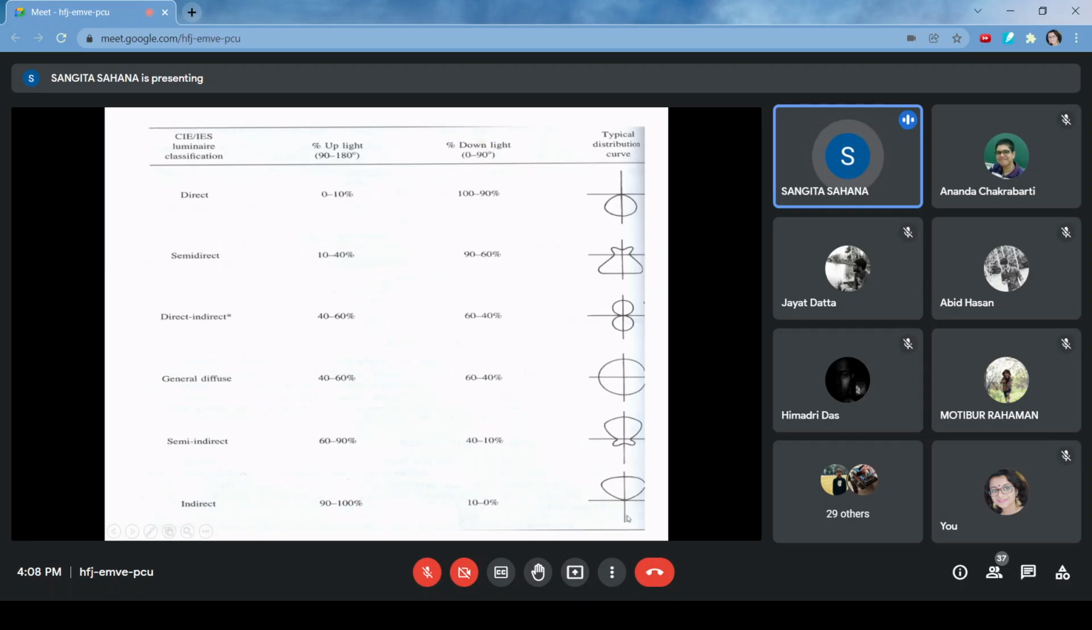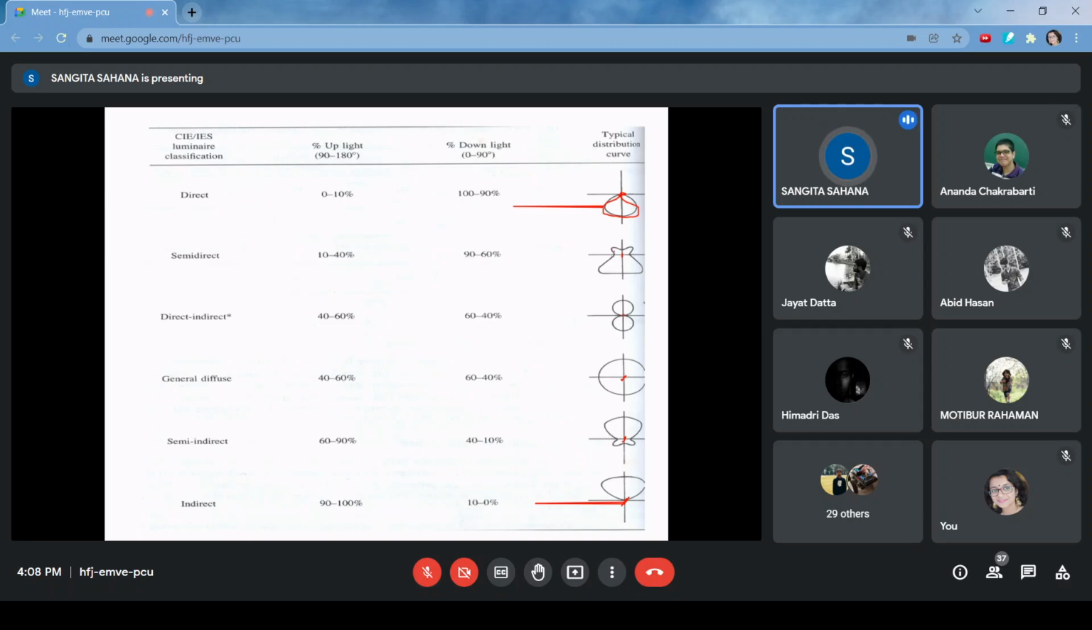If you forget the name, these are called polar curve or light distribution curve. Of these two axes, this part shows the down hemisphere, and the upper part is just above the luminaire. That means my source is located at 0, 0, 0. Here the source is located, the point source. So you can see for direct, the light is distributed like this.